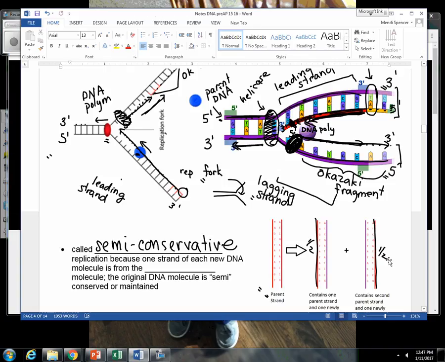We don't have these two strands read together over here as a result of replication. We split apart the red DNA strands and we build new ones off of the original strand. So we kind of conserve the original. So it's called semi-conservative replication, because one strand of each new DNA molecule is from the parent DNA molecule, or the original DNA molecule.